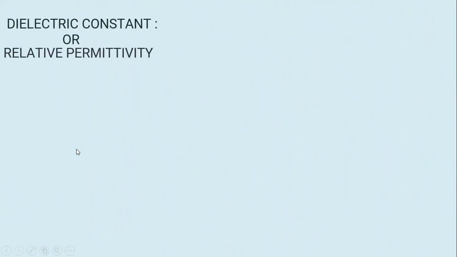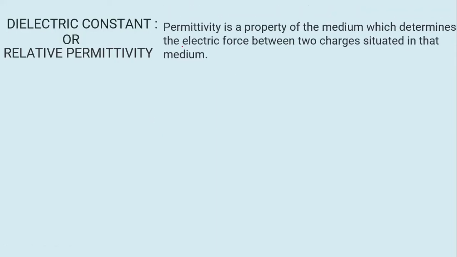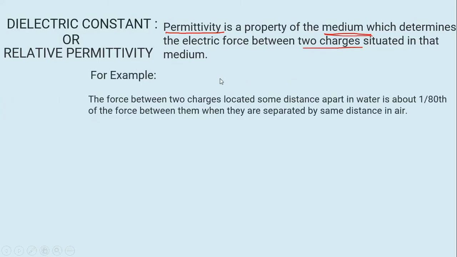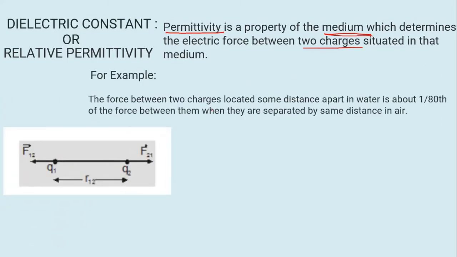Now, next is dielectric constant or relative permittivity, another very important topic. Now, see, first of all, what is permittivity? Permittivity is the property of a medium which determines the electric force between two charges situated in that medium. In the previous article, we have learnt that whenever two charges are placed, there is a force between them. But now here, we will be concerned about the medium in which these two charges are placed. So what is the role of the medium? With the help of an example, we can find that the force between two charges located some distance apart in water is about 1/80th of the force between them when they are separated by the same distance in air.